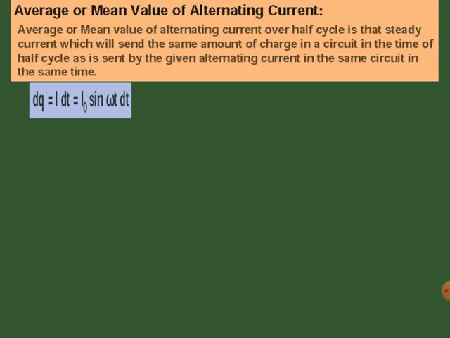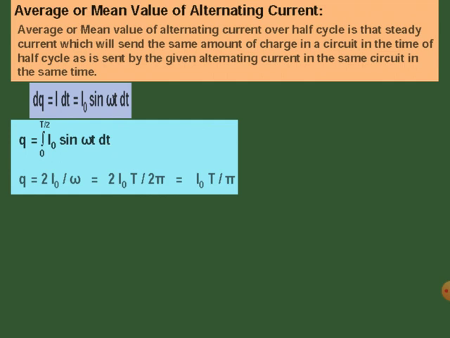So if you want to find out the total charge that is flowing through that half cycle, then in a time period of 0 to T by 2, that means half of the time period, we need to integrate this dq so as to obtain the total amount of charge sent during that half cycle. So how will it be done? Q will be equal to the integration of I naught sine omega t, from 0 to T by 2.